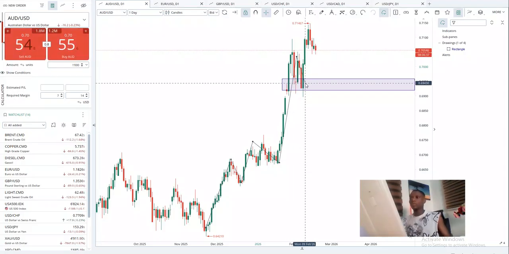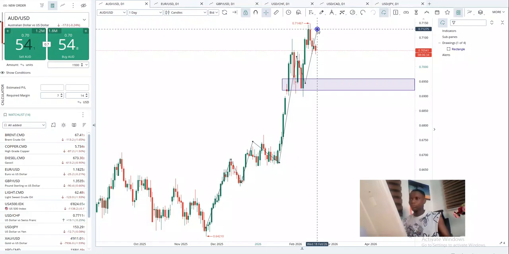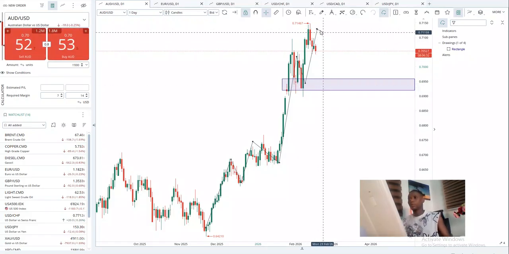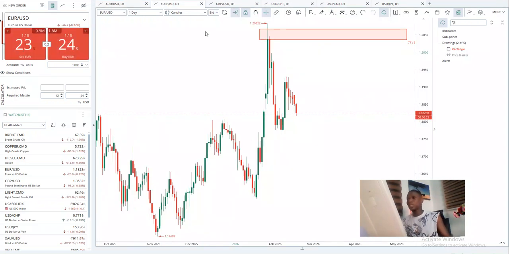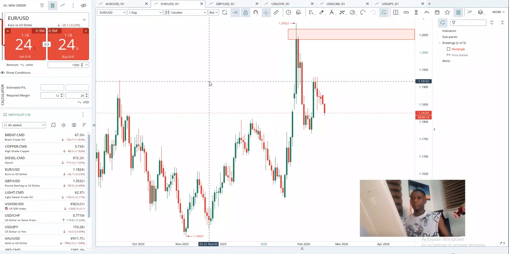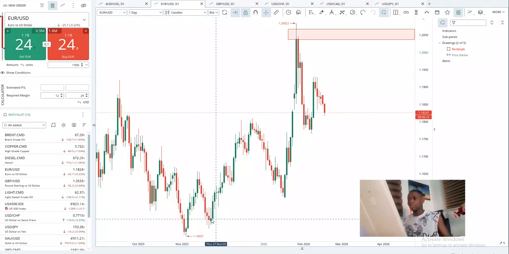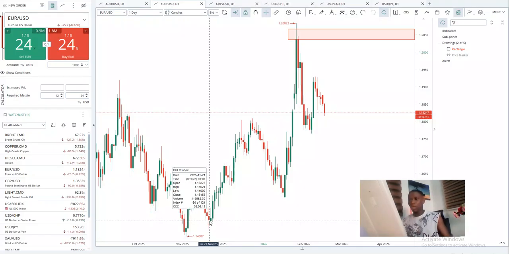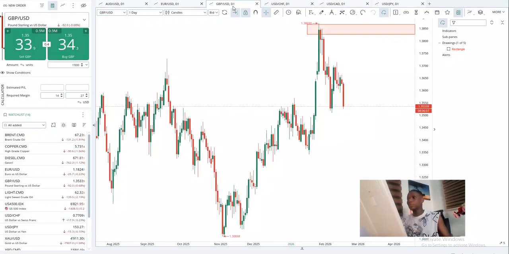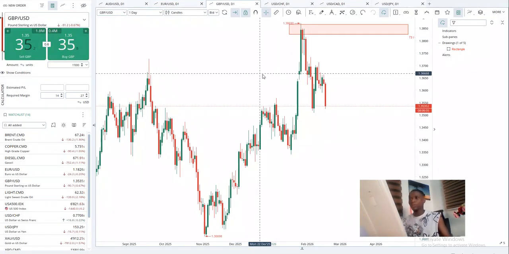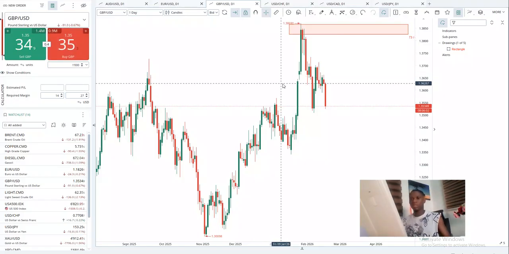Here's where it ends. So now the AUD USD is in a bullish direction. Now let's check the Euro USD. The Euro USD is also in a bullish direction. Here's our swing low, here's our lower low, swing high, swing low, swing high. Okay, and you have the GBP USD. The GBP USD is also in a bullish direction.